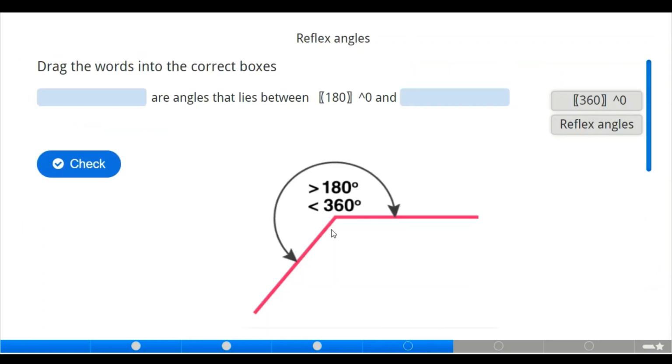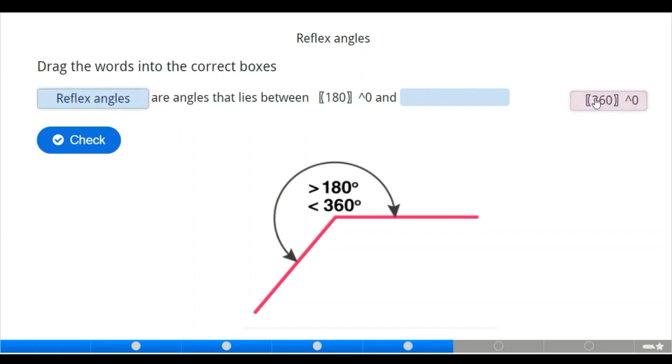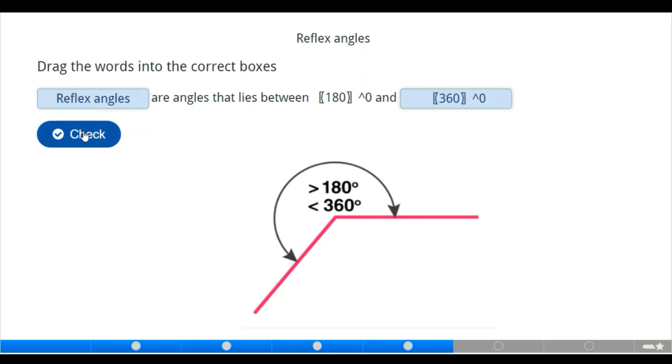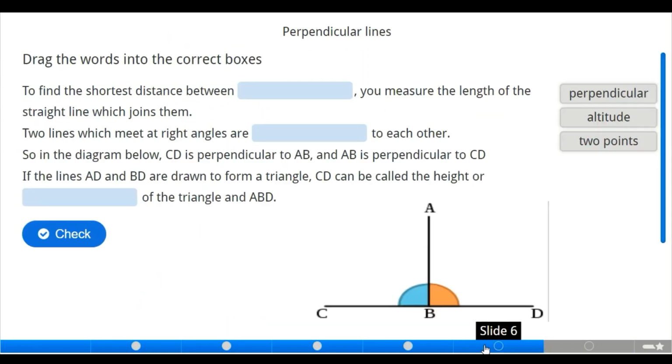Now, the next type of angle that we want to look at is the reflex angle. Reflex angles are angles that lie between 180 degrees and 360 degrees. So when you're talking about a reflex angle, the angles are greater than 180 degrees, but they are less than 360 degrees. So let's see these activities. These reflex angles are angles that lie between 180 degrees and 360 degrees. Let's check.